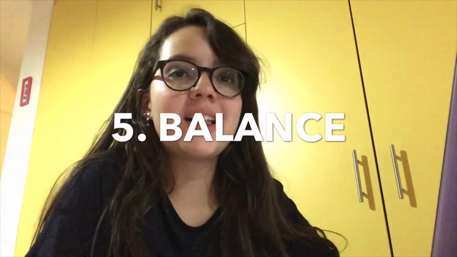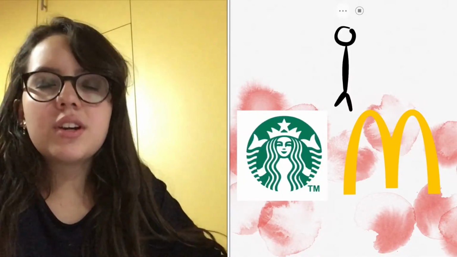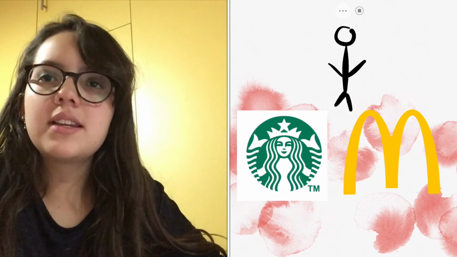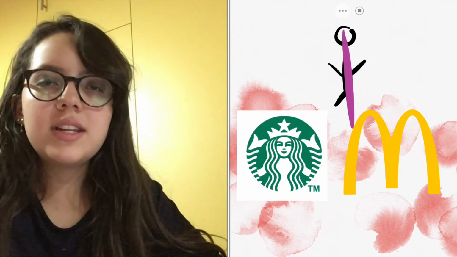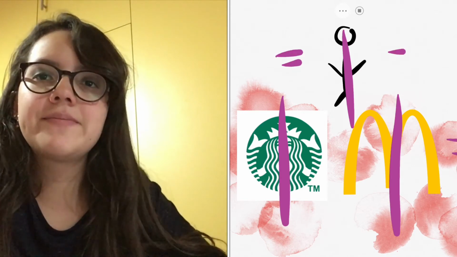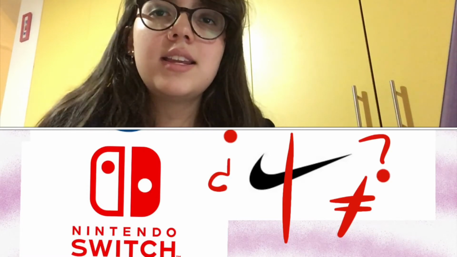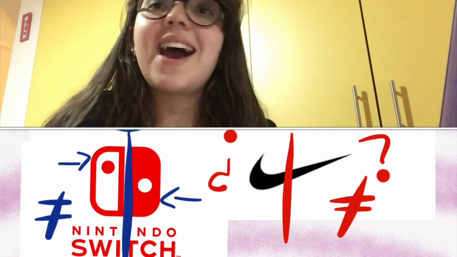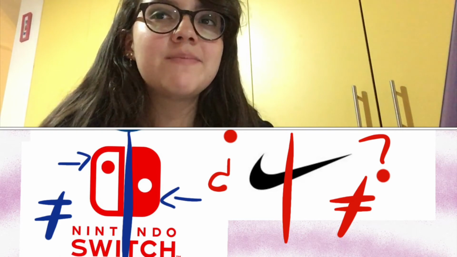And last but not least, the final principle, balance. It refers to the total symmetry of a composition, and there can be symmetrical or asymmetrical balance. Symmetrical balance refers to all the elements of the composition being distributed equally, and the focus of the composition is in its center. Asymmetrical balance, on the other hand, has elements of the composition that are not necessarily distributed equally, but their placement on the page results in harmony.